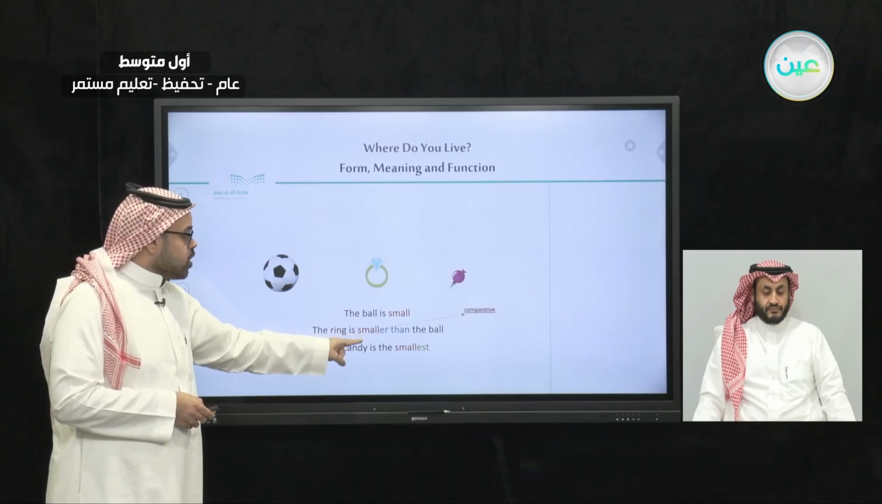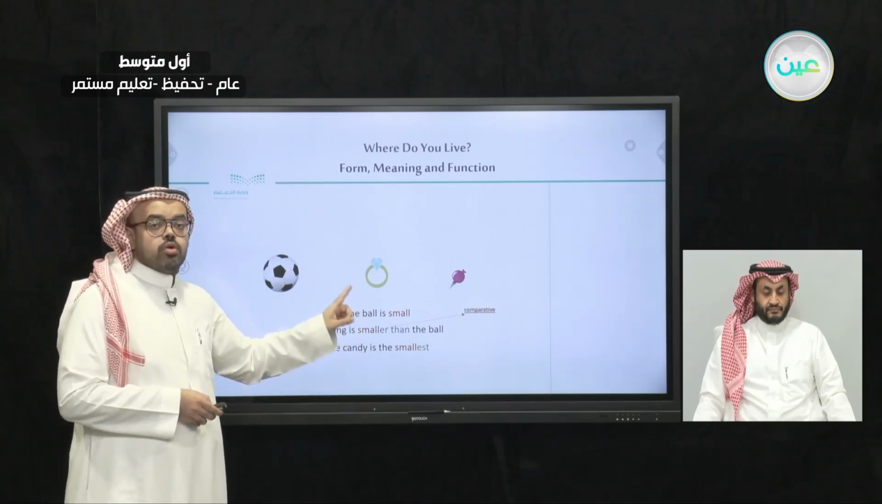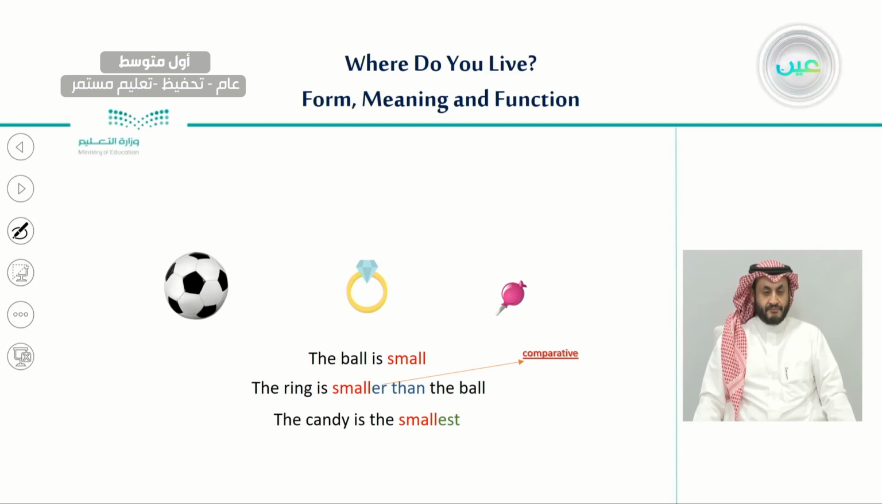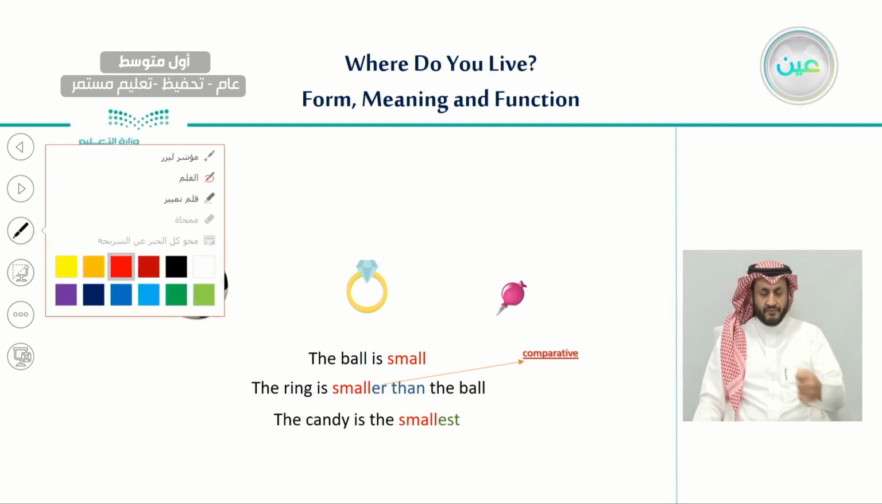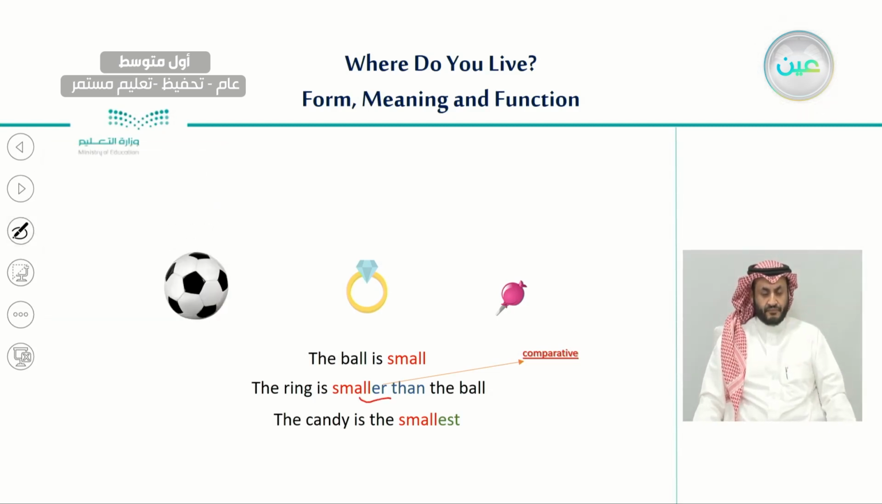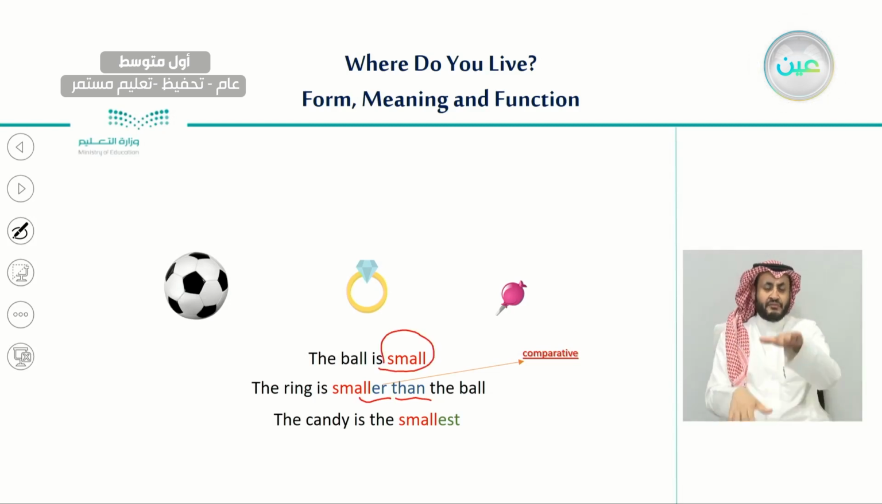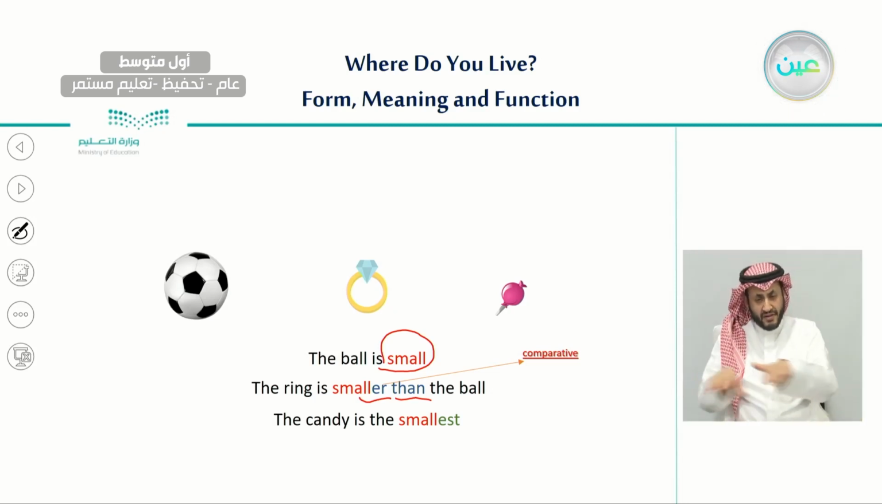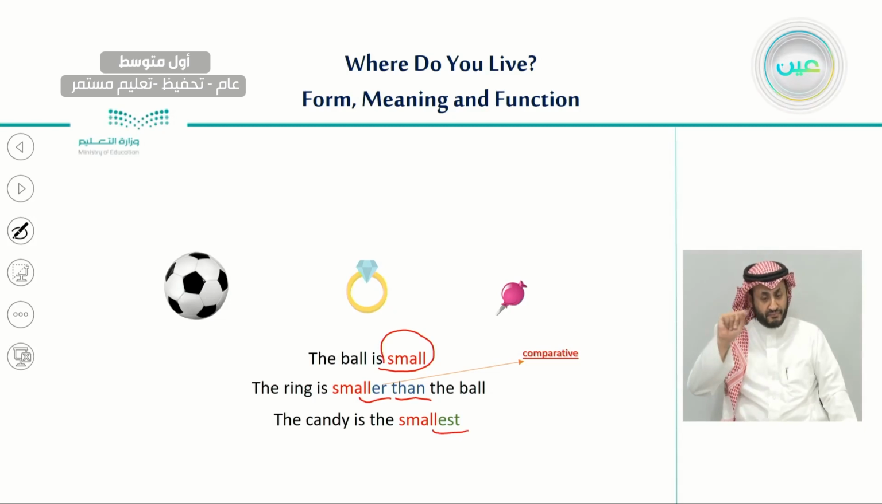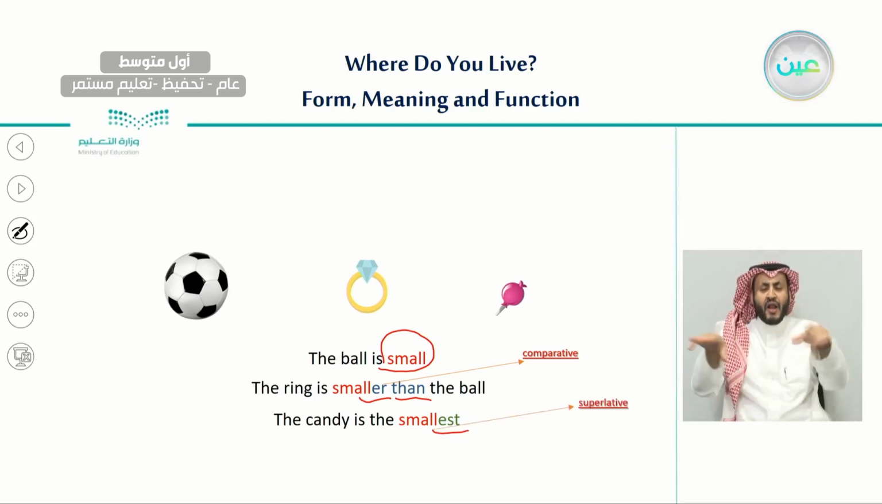So this form we call the comparative form, where we add to the adjective ER and we add the word than. So this is the regular adjective. If we want to compare two things, we add ER and than. And if we want to compare three things or more, we would use three letters, which are E, S, and T. And this one we call the superlative form.